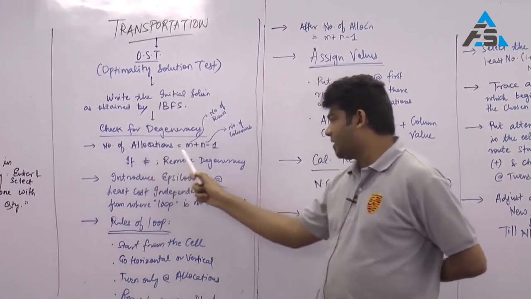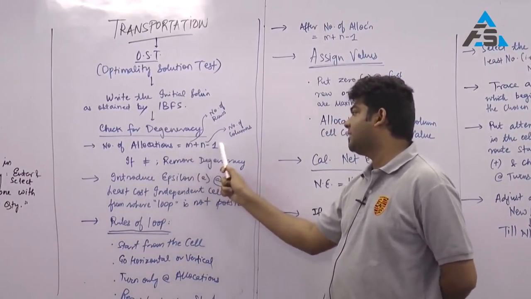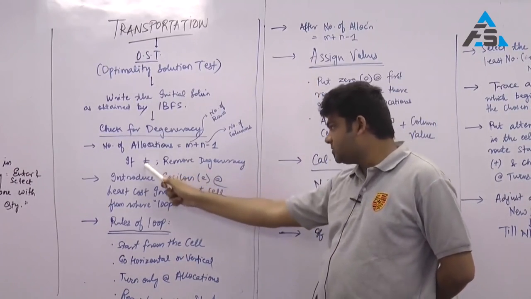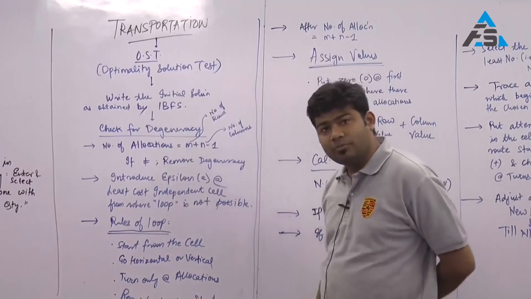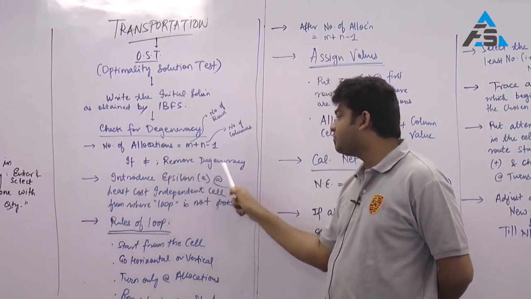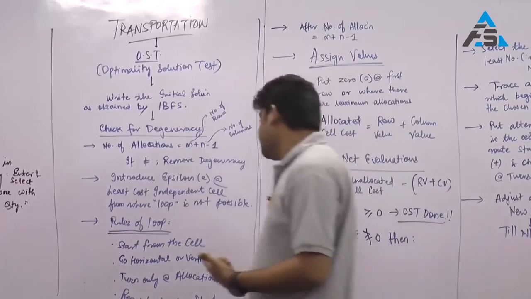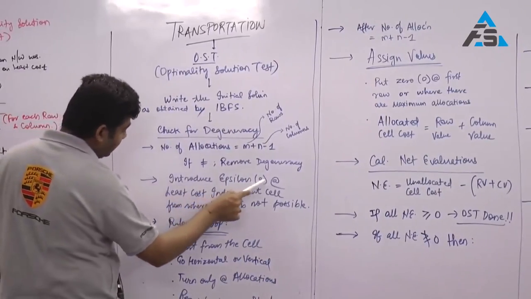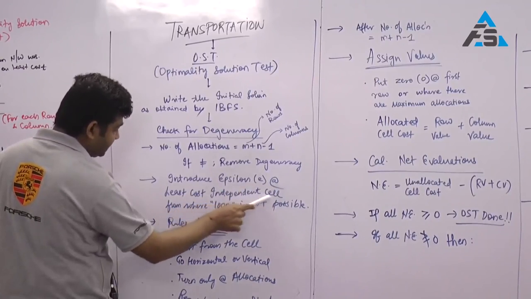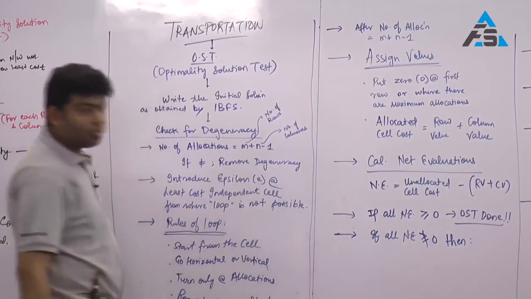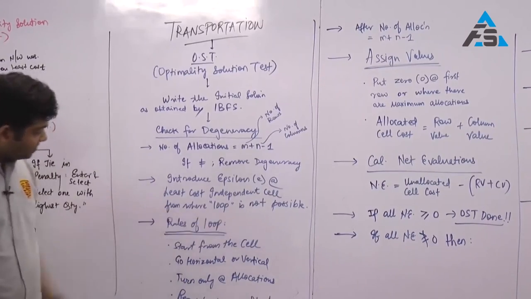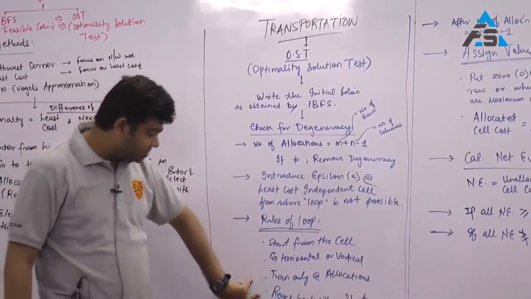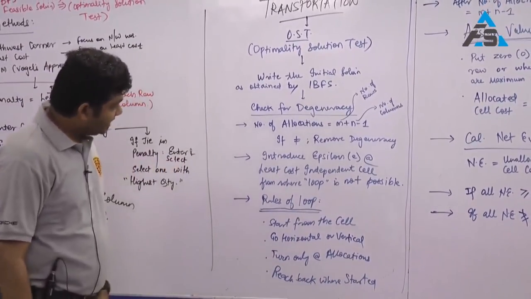So the number of allocations should be equal to m plus n minus 1 in order that we can move on to assigning of values. But if it is not equal, then we say that the problem is degenerate and we will have to remove degeneracy. How do you remove degeneracy? We remove degeneracy by introducing epsilon E at the least cost independent cell from where a loop is not possible. What is a loop? Rules of loop: start from the cell, go horizontal or vertical, turn only at allocations, and reach back where you started.